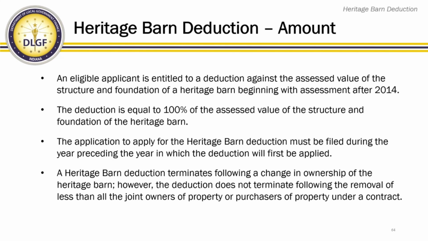And then the deduction, once applied, terminates following a change in ownership of the barn. However, the deduction does not terminate if you have a joint ownership or joint purchase of the property where the barn is located, and at least one of the owners or purchasers still owns or is purchasing the property under contract. So if some of the other joint owners or purchasers bail out of their interest in the property, as long as you have that one who still retains an interest in the property, the deduction survives.